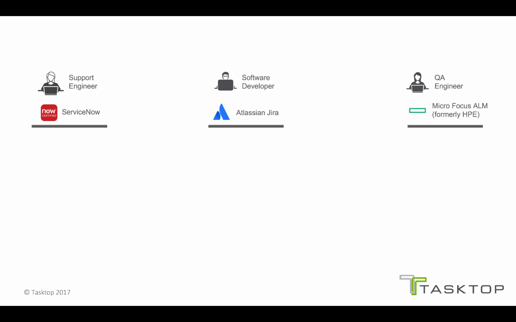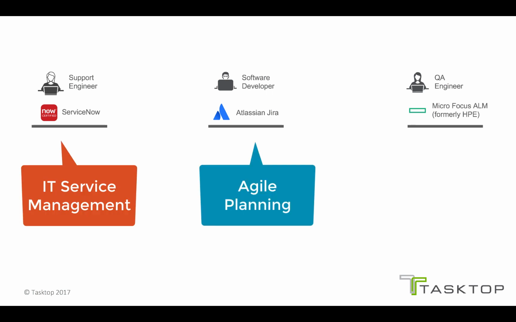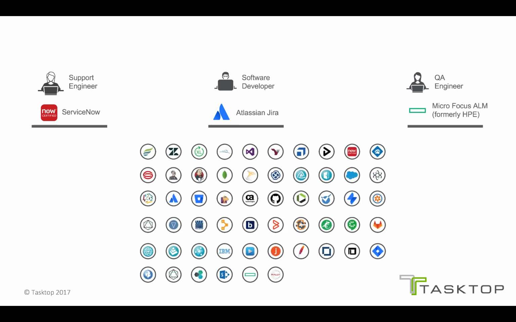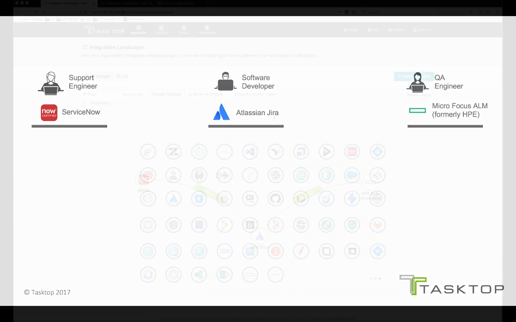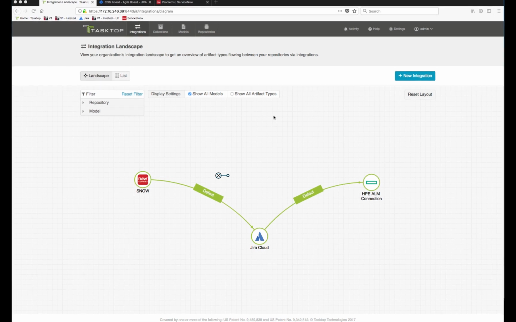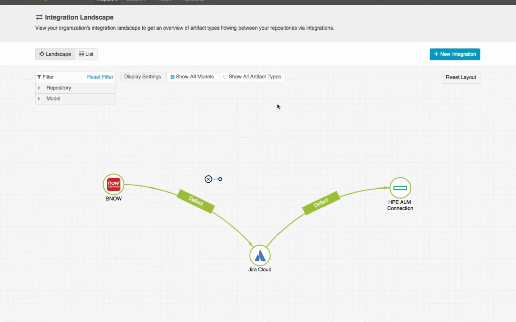The tools in our example are ServiceNow, an IT service management tool, Jira, an agile planning tool, and Micro Focus ALM, a test management tool. Tasktop supports many other tools in the IT tool chain, so even if you don't use this precise tool combo, you'll still find this video useful. You can see those three tools we'll be using in our demo right here in Tasktop Landscape View, and you can see that what flows between them in our scenario are defects.